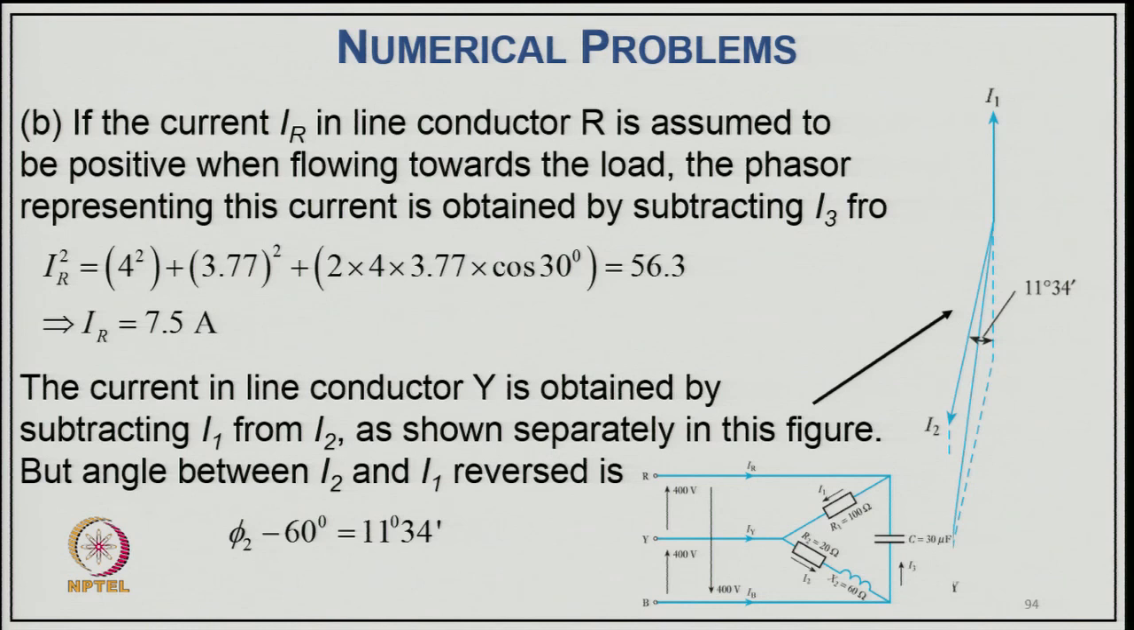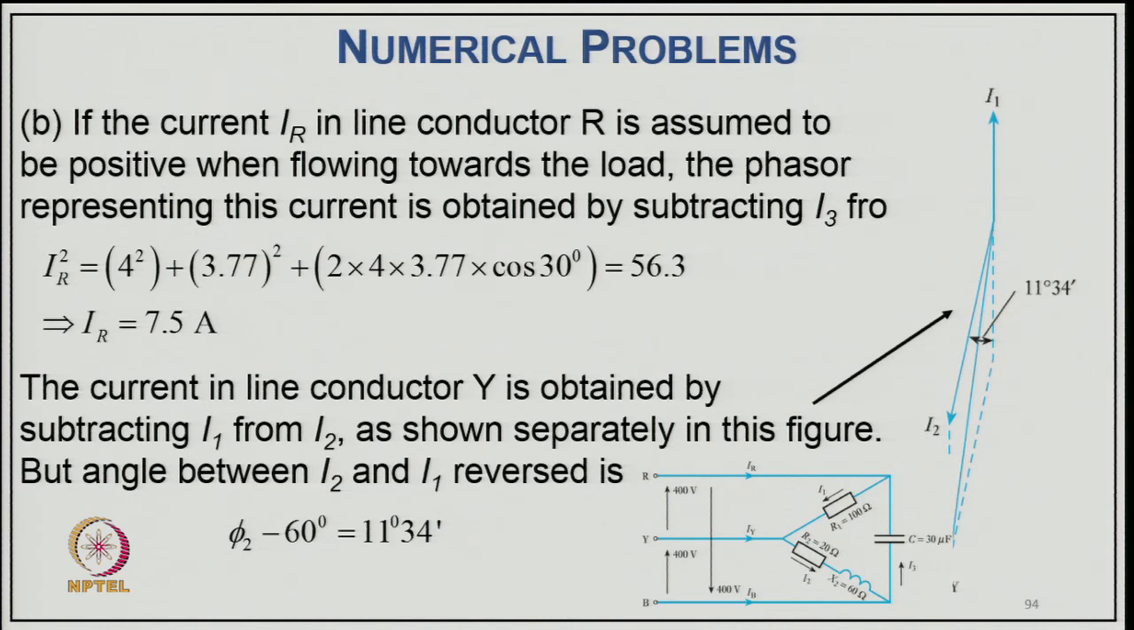So, now if the current IR in conductor R is assumed to be positive when flowing towards the load, the phasor representing this current is obtained by subtracting I3 from I1. So, IR square is 4 square plus 3.77 square plus 2 into 4 into 3.77 into cos 30 degree, that is 56.3, or you can say IR will be the root of this, that is 7.5 ampere.